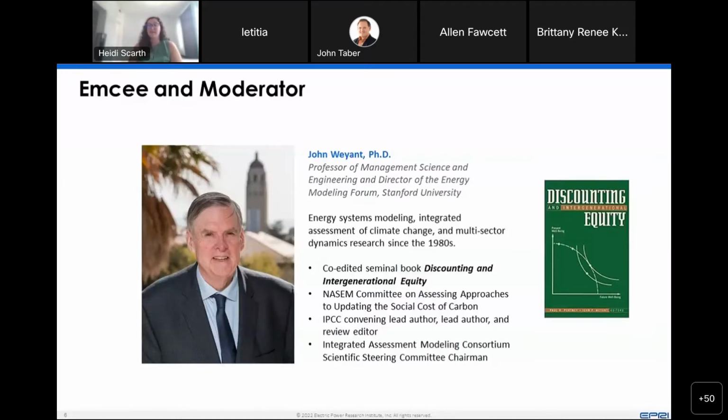He served on the National Academies Committee for assessing approaches to updating the social cost of carbon and has been an IPCC convening lead author, a lead author, and a review editor. And he also co-edited the seminal book, Discounting and Intergenerational Equity, with Professor Paul Portney. So without further ado, let me pass it over to John to take us into today's interesting and important topic.